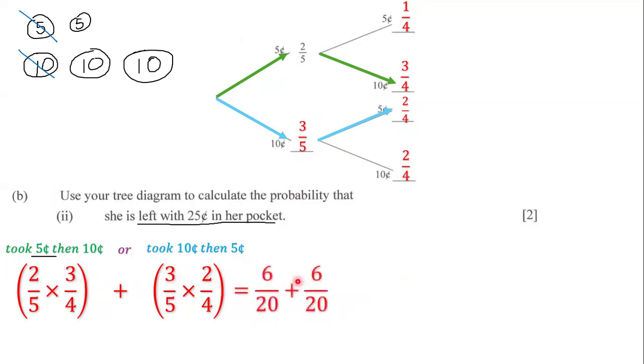So we have 2 times 3, which is 6, and we have 5 times 4, which is 20. And we have 3 times 2, which is 6, and we have 5 times 4, which is 20. And so it's going to be 6 over 20 plus 6 over 20, and that's going to be 12 over 20. And then when we divide, we get 0.6. And so the probability that she's left with 25 cents in her pocket is 0.6. And that's the answer to this particular question.